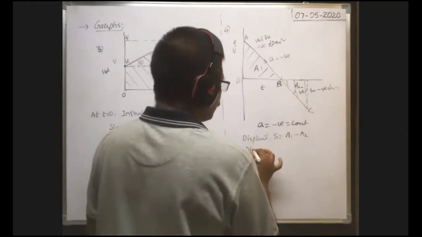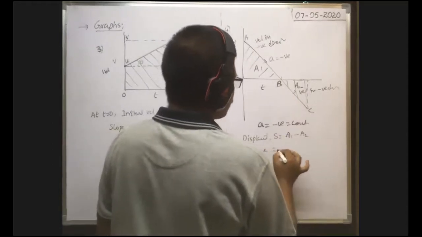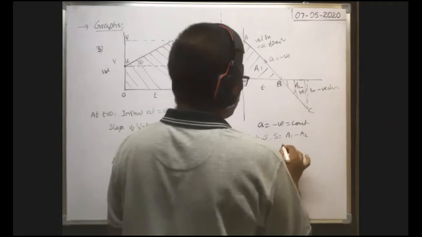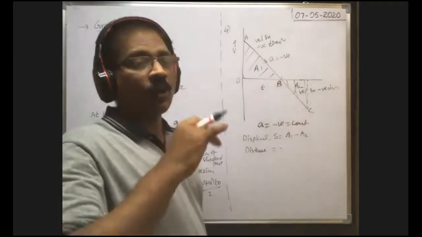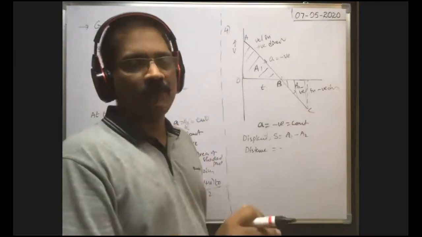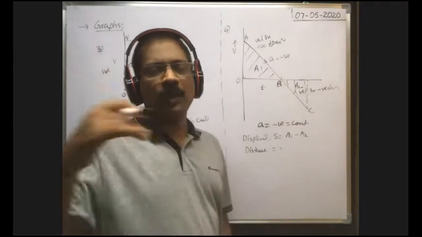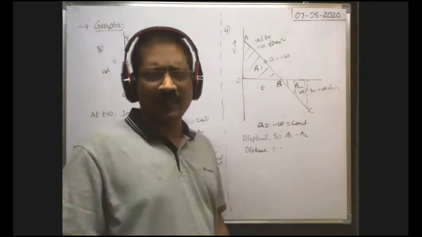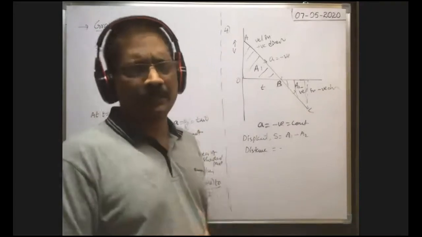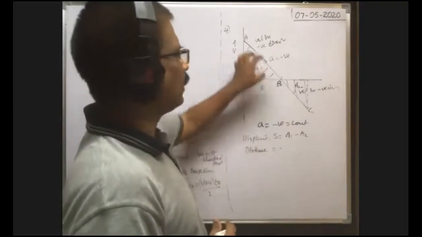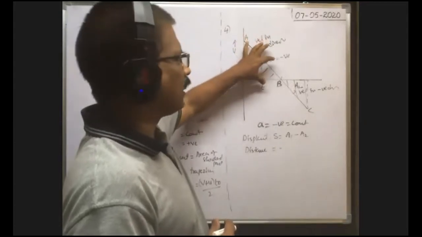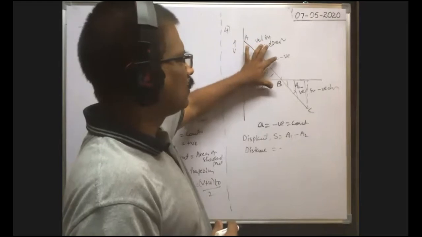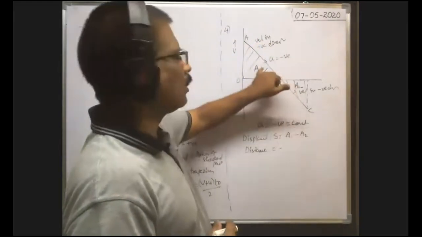Suppose they ask the distance traveled by the body. If they ask the distance, the total length of the path covered is the distance. Whether the body moved along the positive x direction, positive y direction, negative x direction or negative y direction, it doesn't matter. So it is the total length of the path. That's why you have the area under the velocity-time graph, which gives displacement, no? It is along the negative direction, it is along the positive direction.